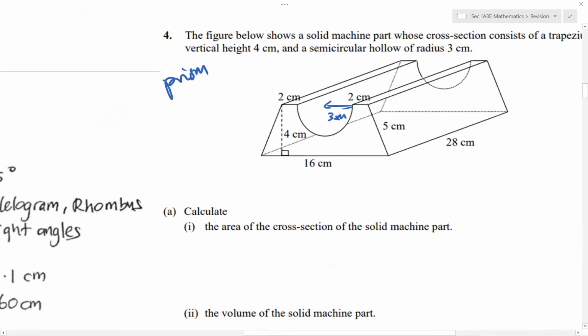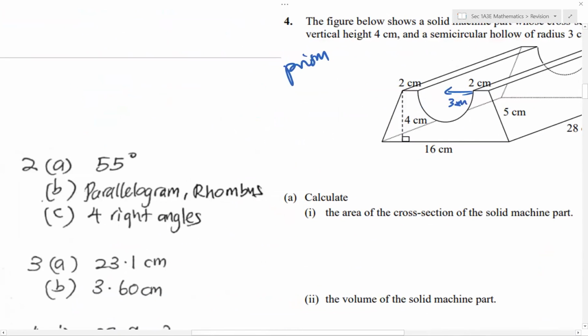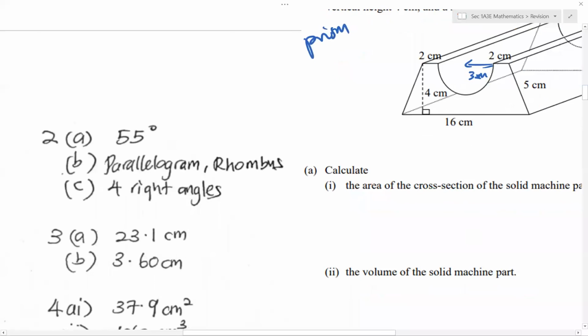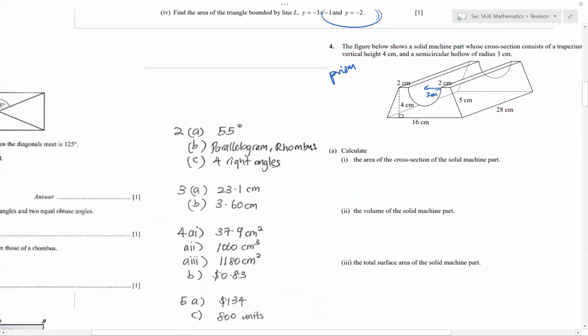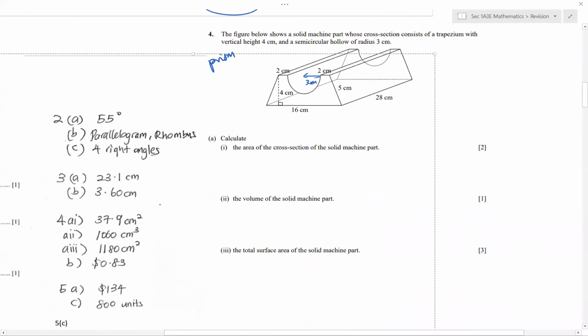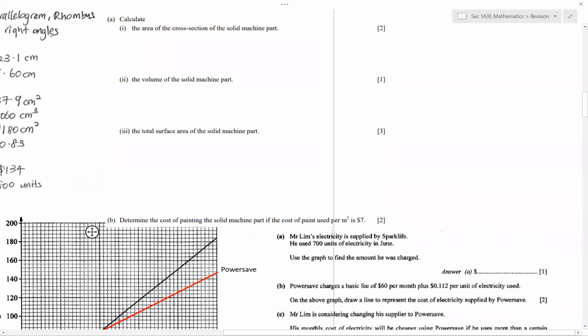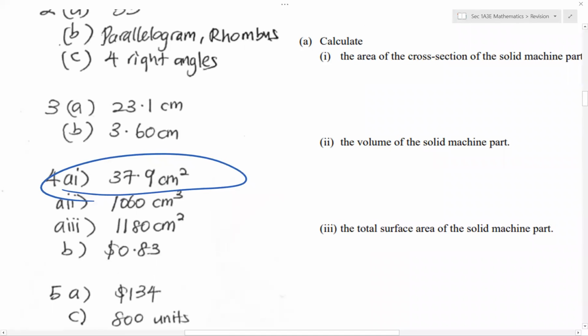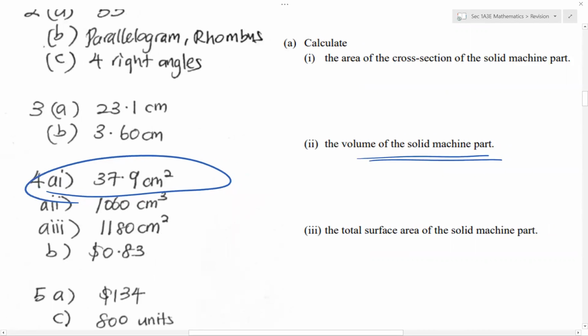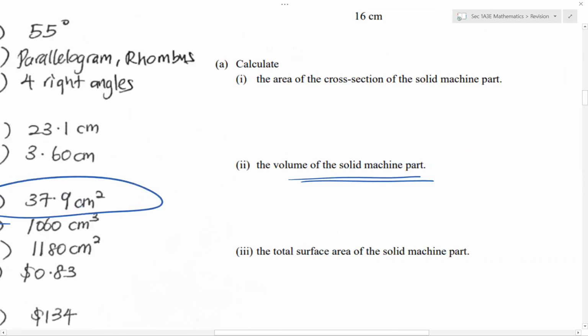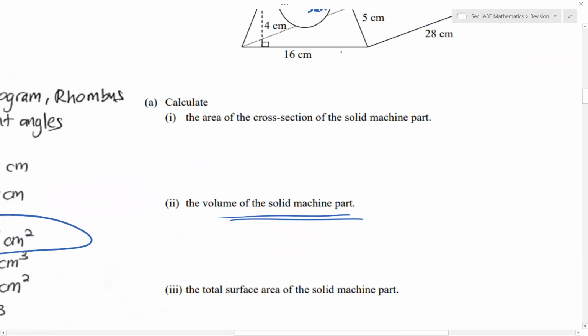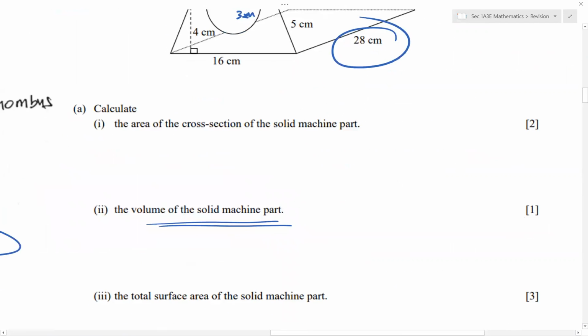So part a(i), where's my part a(i)? Okay, over here. 37.9. Does anybody need me to go through part a(i)? Anybody? No, huh? Then find the volume of the solid machine part. If you are able to get part a(i), then part (ii) is not difficult because all we need to do is to just multiply the answer by 28. And you get the answer for the volume.